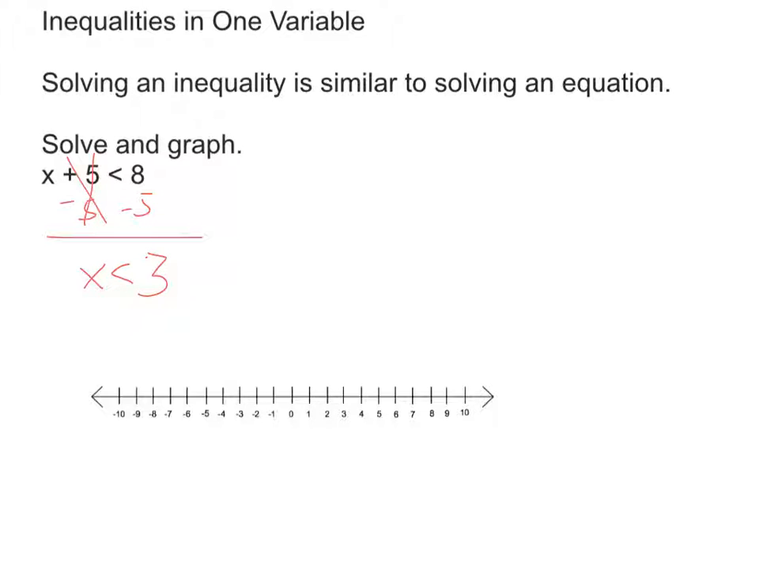Now to graph, because x has to be less than 3 and it can't be 3, we put an open circle on 3 and we shade where all the x's are less than that. So that's over here. Every single one of these numbers is less than 3. And again, it's an open circle because it's simply less than and not equal to.